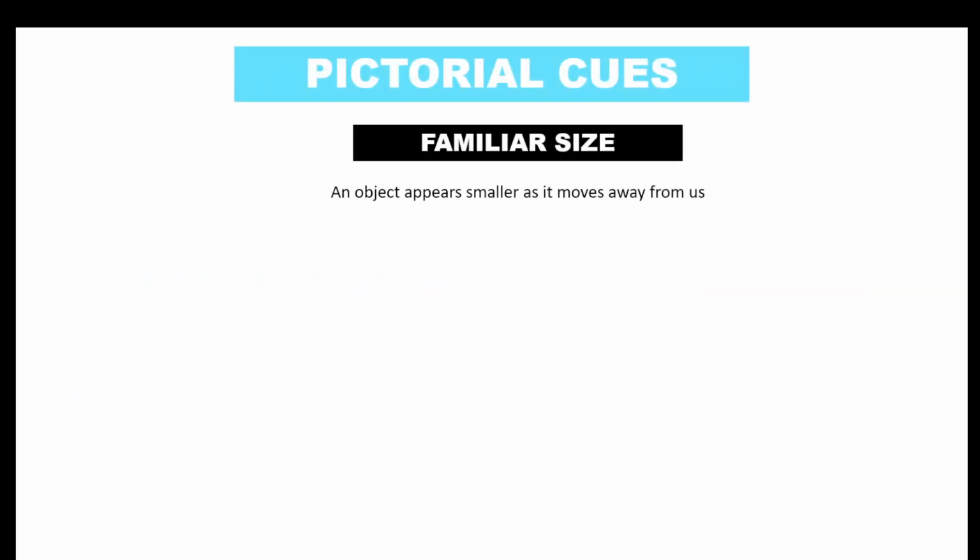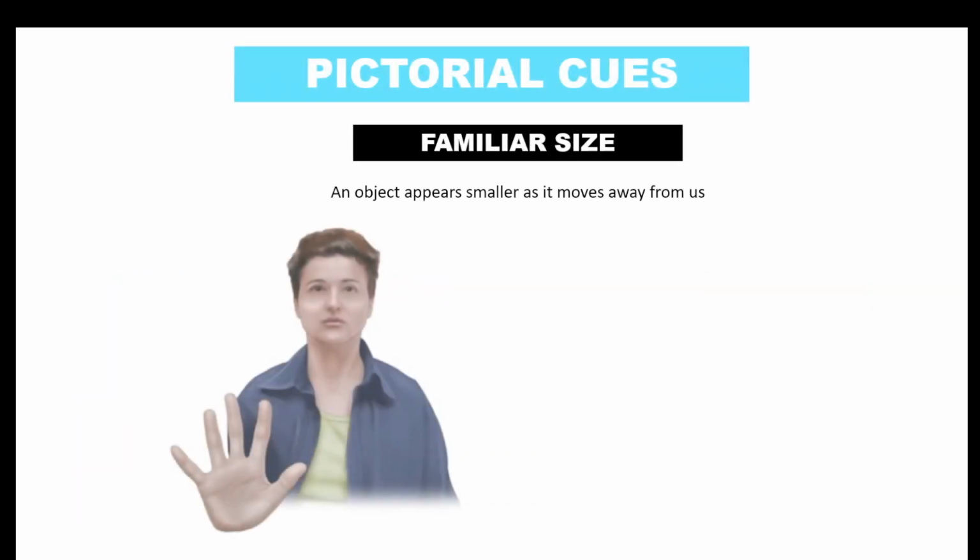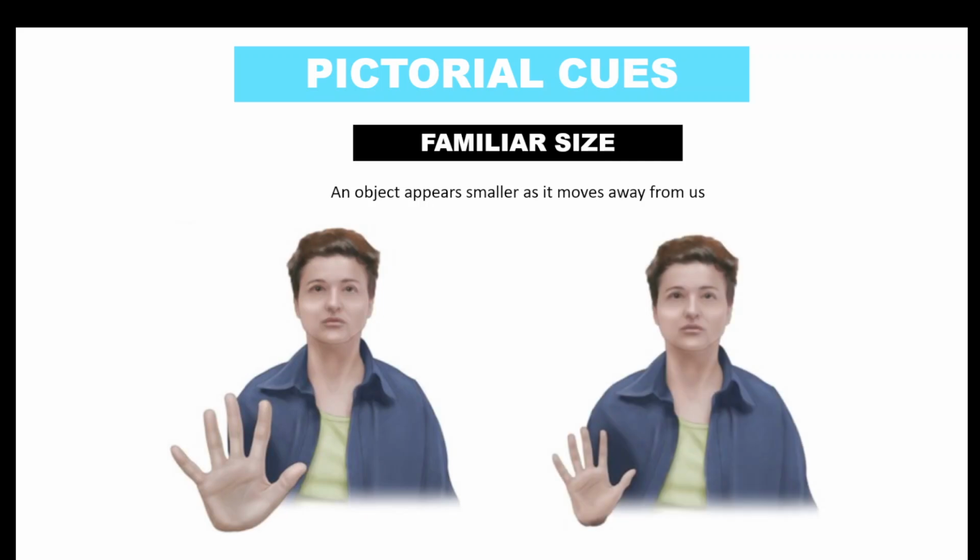So familiar size. Well, an object appears smaller as it moves away from us. The hand near your eye appears larger. When the hand is pulled back, it appears smaller.